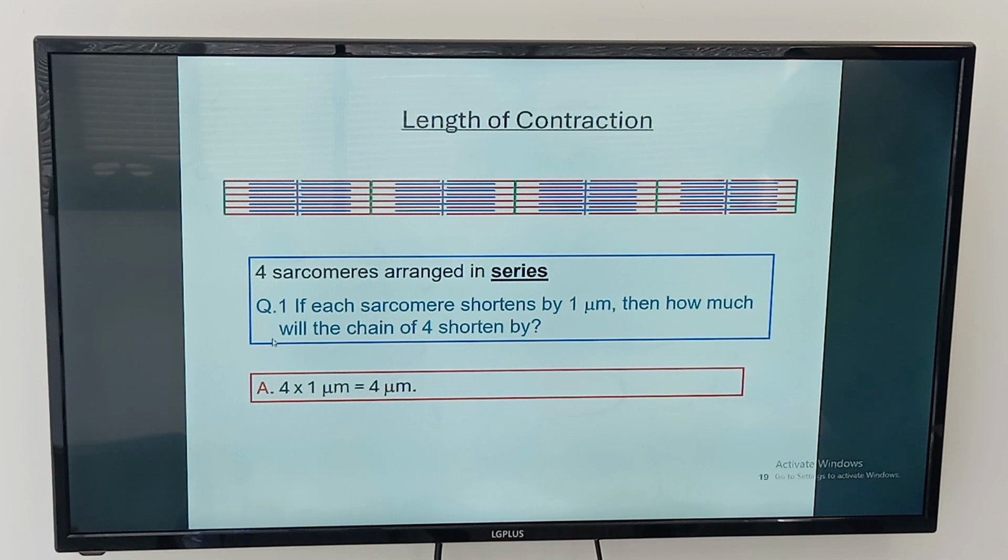If each sarcomere shortens by 1 micrometer, then how much will the chain of 4 shorten by? This is very easy. We're just going to multiply the shortening of 1 sarcomere by 4. The answer will be 4 multiplied by 1 micrometer, which will equal 4 micrometers.